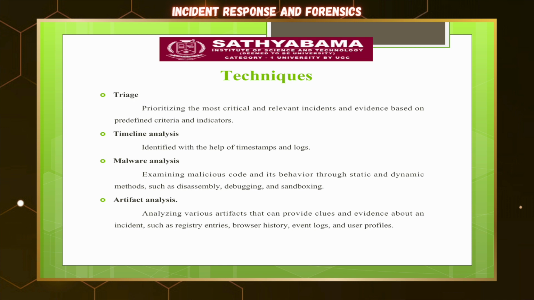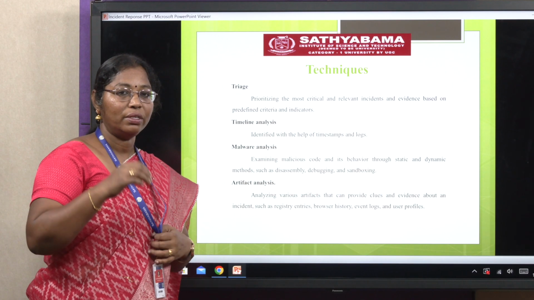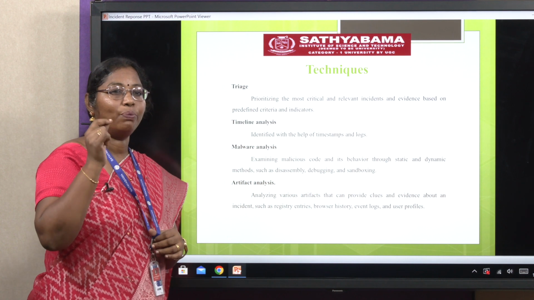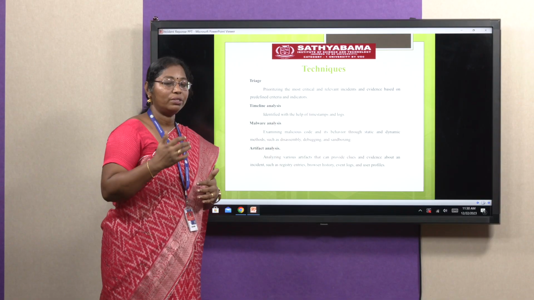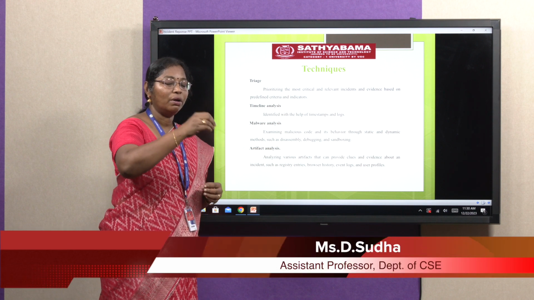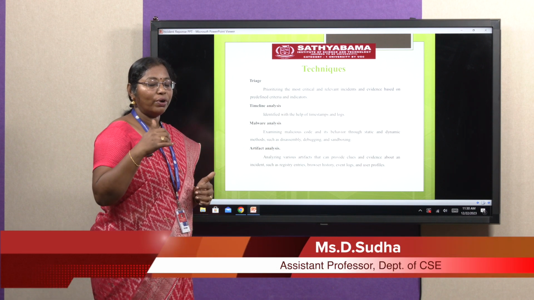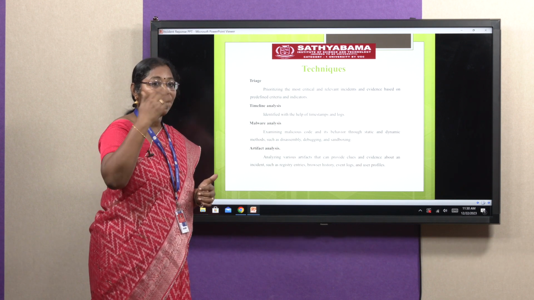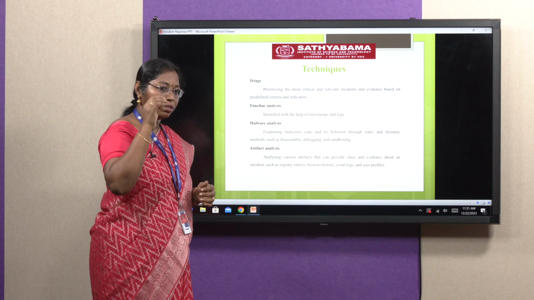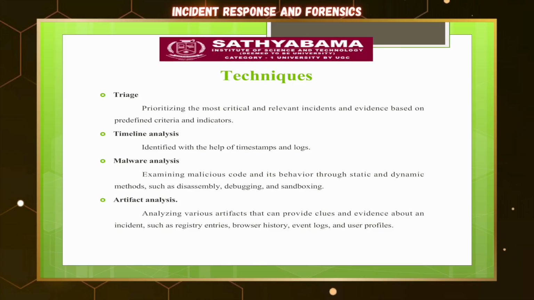Next, the last technique in incident response is artifact analysis, analyzing various artifacts that can provide clues and evidence about the incident, such as registry entries, browser history, event logs, and user profiles. Whenever a crime occurs, first of all, police collect evidence from the victim's mobile phone. From the mobile phone they collect the call history, and with the help of that call history they find whom this person called. So these are all artifact analysis techniques.